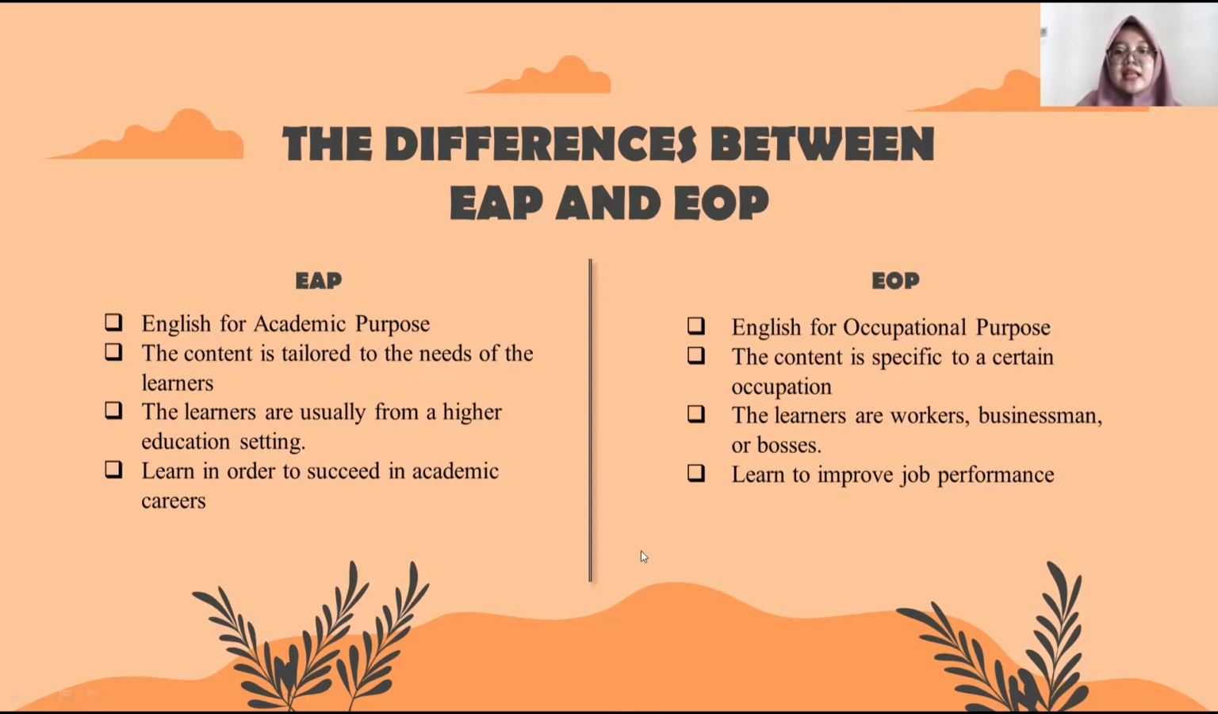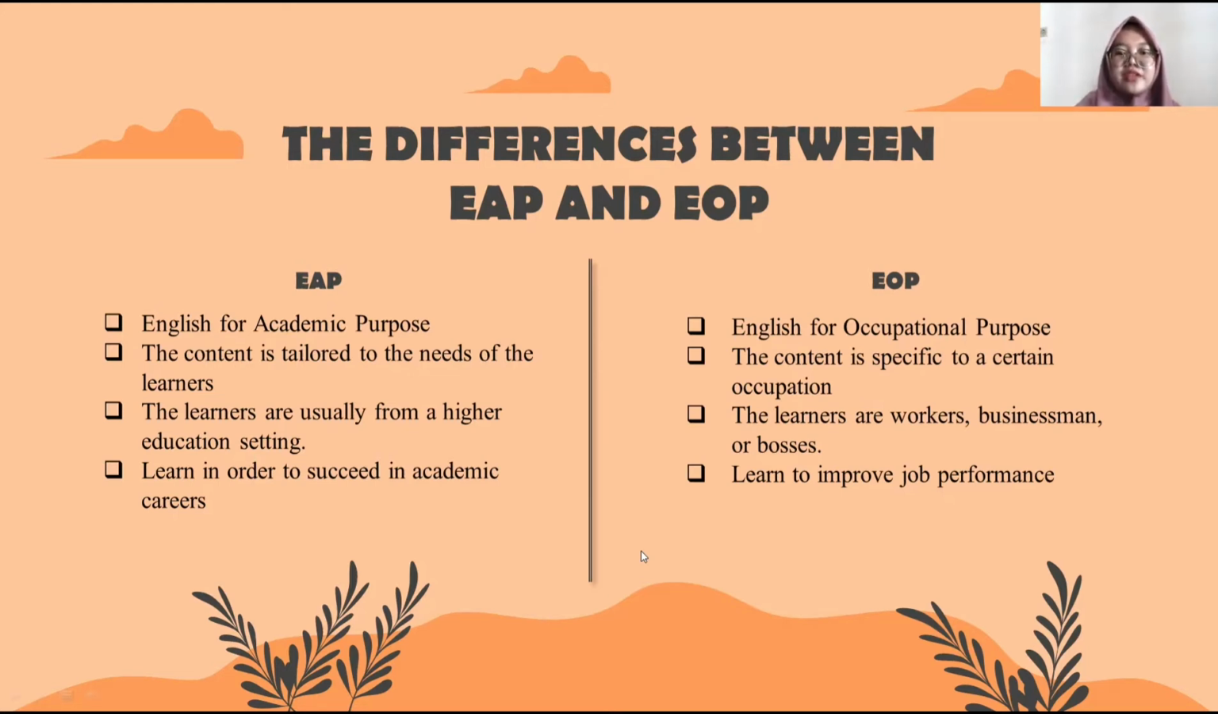The second one is the content in EAP is tailored to the needs of the learners, but the content in EOP is specific to a certain occupation. Next, in EAP, the learners are usually from a higher education setting, and for EOP, the learners are workers, businessmen, or bosses. The last one is in EAP, the learners learn in order to succeed in academic careers, but in EOP, learners learn to improve job performance.